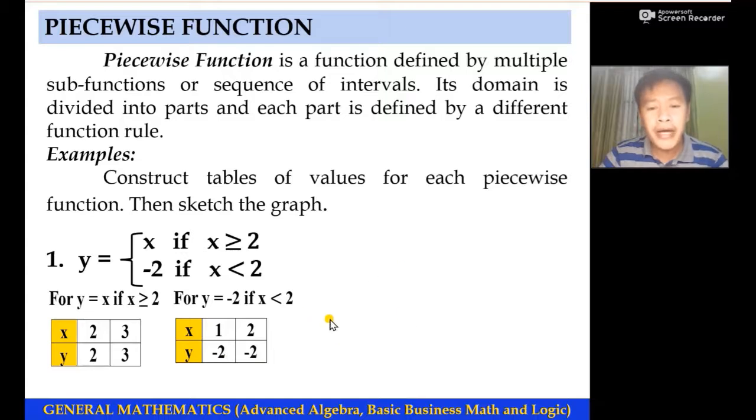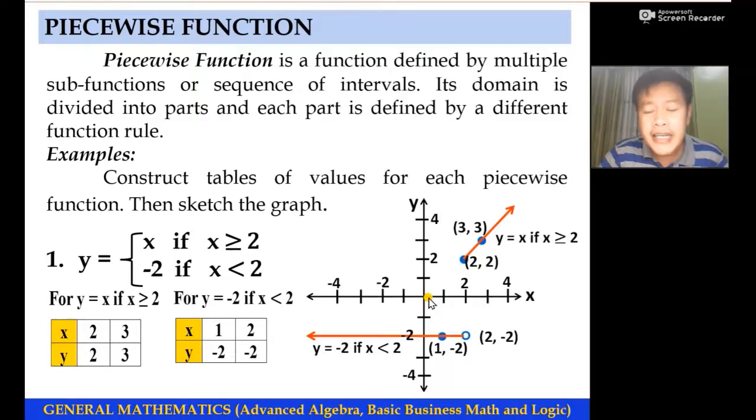Now, how are we going to sketch the graph? This is it. The first thing that we are going to do is to, of course, draw the vertical line and that of the horizontal line. This is the graph of a piecewise function given by y is equal to x if x is greater than or equal to 2 and y is equal to -2 if x is less than 2. Now, we are going to start from this particular table of values. If x is equal to 2, y is equal to 2.